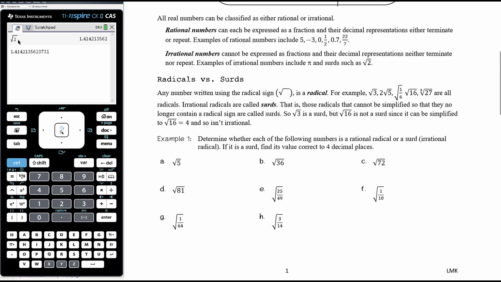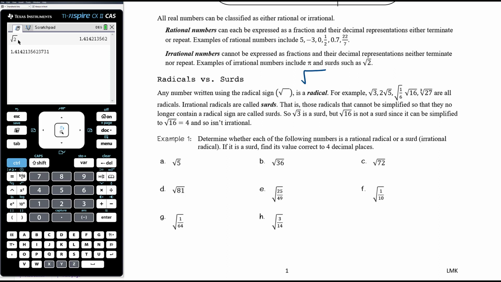Okay, then let's talk about radicals versus surds. Any number that we write with this square root sign is actually called a radical sign. Any number we write using the radical sign is a radical. So for example, root 3, 2 root 5, which is just 2 lots of root 5, square root of 1 on 6, square root of 16, cube root of 27, they are all radicals. However, they are not all surds. Only the irrational radicals are called surds.